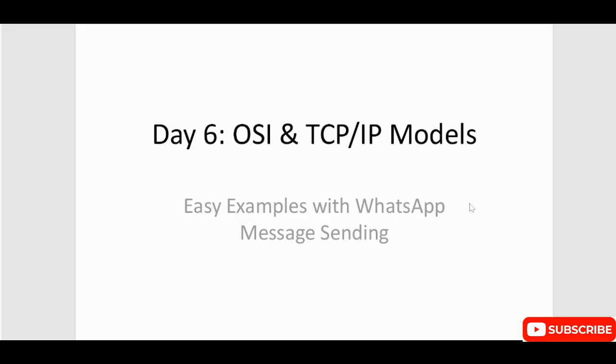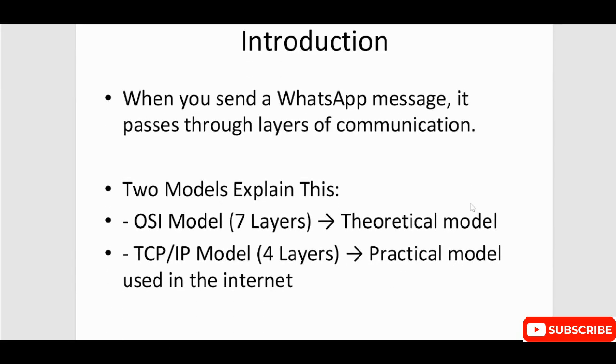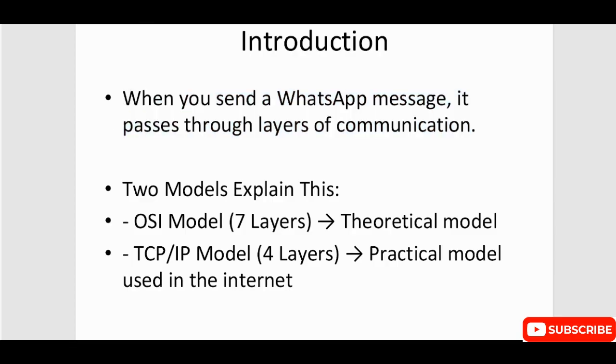So let's discuss today the new topic, that is the OSI and TCP/IP models. Let's understand this with easy examples, with WhatsApp message sending. Okay, so first one is the introduction. When you send a WhatsApp message, it passes through layers of communication. Okay, so two models are explained in this.